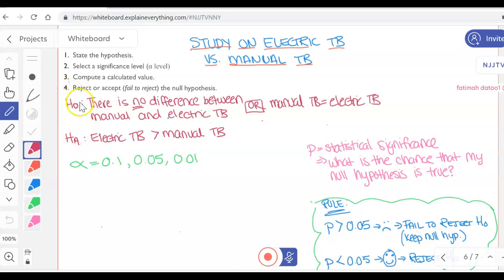If you remember, we looked at the alternative hypothesis and the null hypothesis. H is for hypothesis, and the O stands for naught, N-A-U-G-H-T, and this refers to the null hypothesis. The A stands for the alternative hypothesis, or your research hypothesis. If I were to do the study, what I would hope to see is that the electric toothbrush is better than the manual toothbrush. My alternative or research hypothesis is that the electric toothbrush is better than the manual toothbrush.